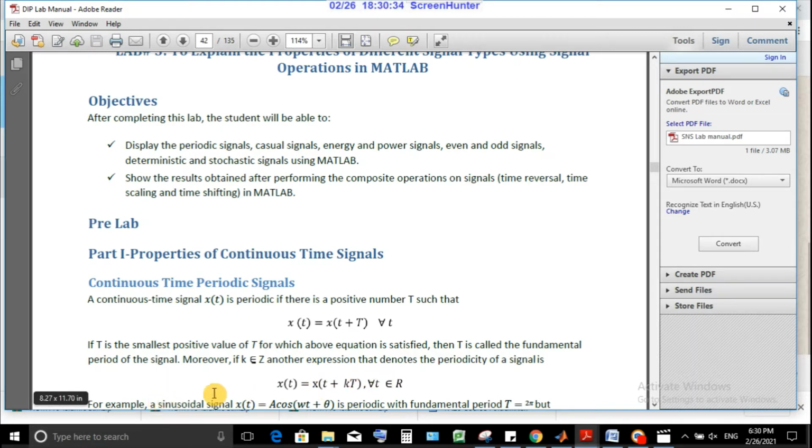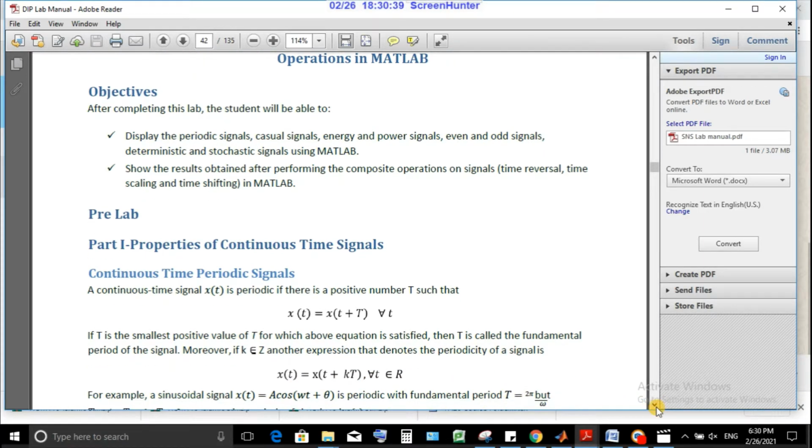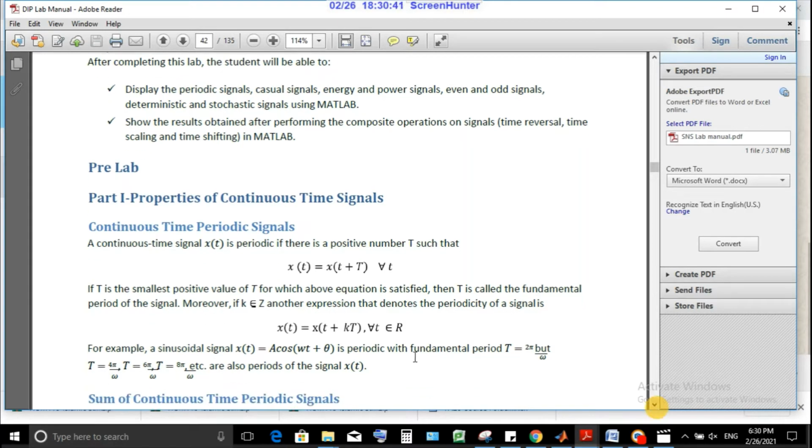For example, a sinusoidal signal x(t) = A cos(omega t + theta) is periodic with fundamental period T = 2 pi by omega, but T = 4 pi by omega, T = 6 pi by omega, T = 8 pi by omega, etc. are also periods of the signal x(t).